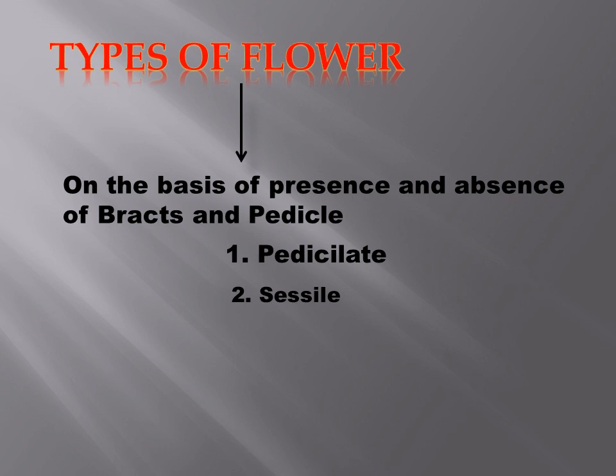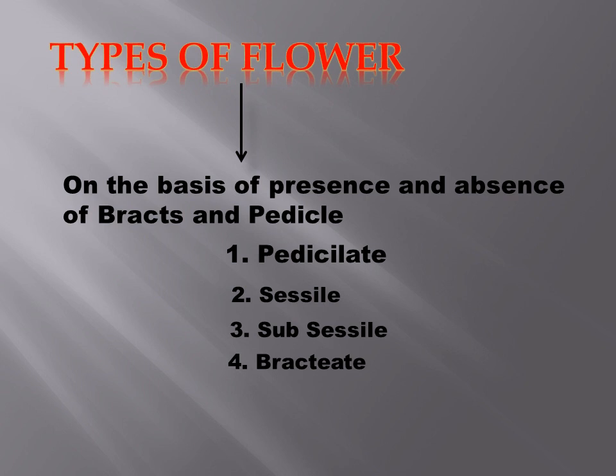For example, saffron or the acanthus flower are sessile flowers. Third category is the subsessile flower. Sometimes the pedicel may be present but it is very short, then the flower is called subsessile. For example, in Thyrsus flower, the subsessile pedicel is present.